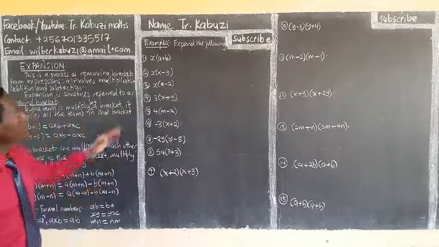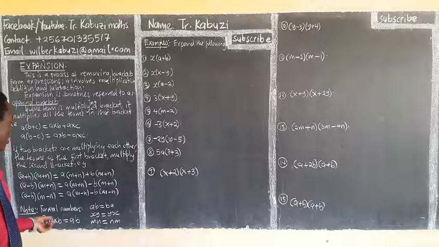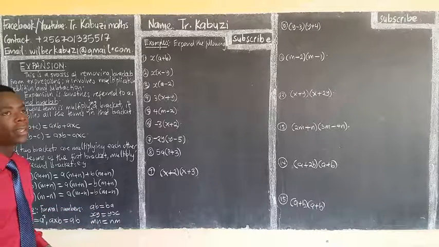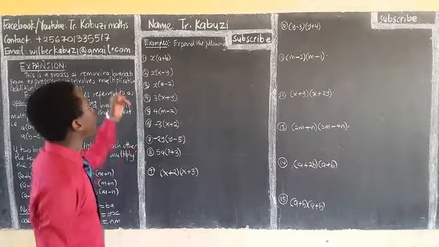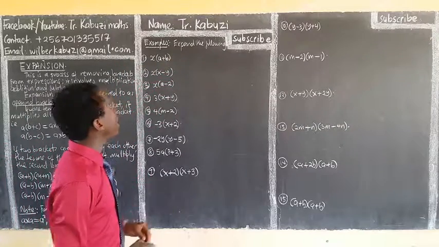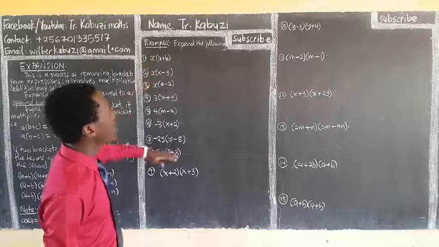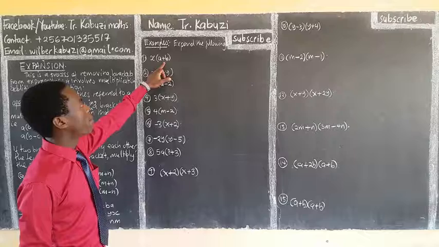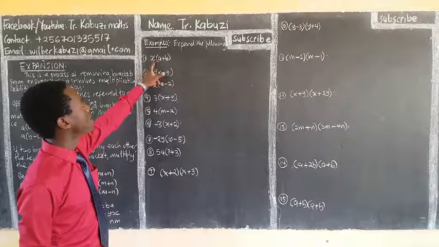So now, let us see some examples. Now, why do we say for real numbers? Because if these are matrices, then in most cases they are not commutative. Okay, expand the following. These are the expressions that we are having. Let us see how to expand. Now here we have one term multiplying the bracket. Say this multiplies this and this multiplies this.